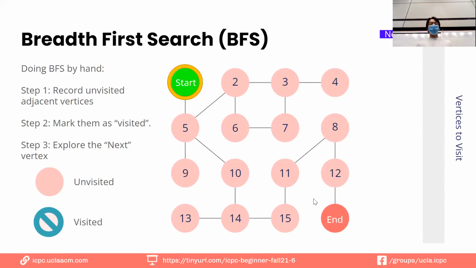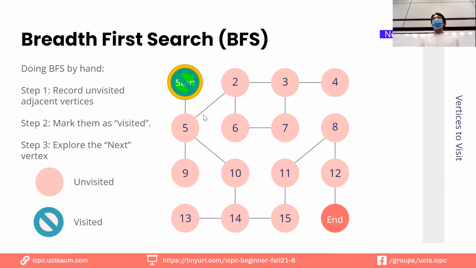So we're going to run through BFS by hand first and see what sort of process we have. We're going to record the unvisited adjacent vertices, mark them visited, and then explore the next vertex. We're also going to keep track of the vertices that we need to visit in some data structures that we're going to talk about later. On the right here are going to be the vertices that we want to visit. We start at this first node. If there's a gold circle around it, then that's the current vertex that we're working on. And if we have this icon on it, that means we've already visited it.